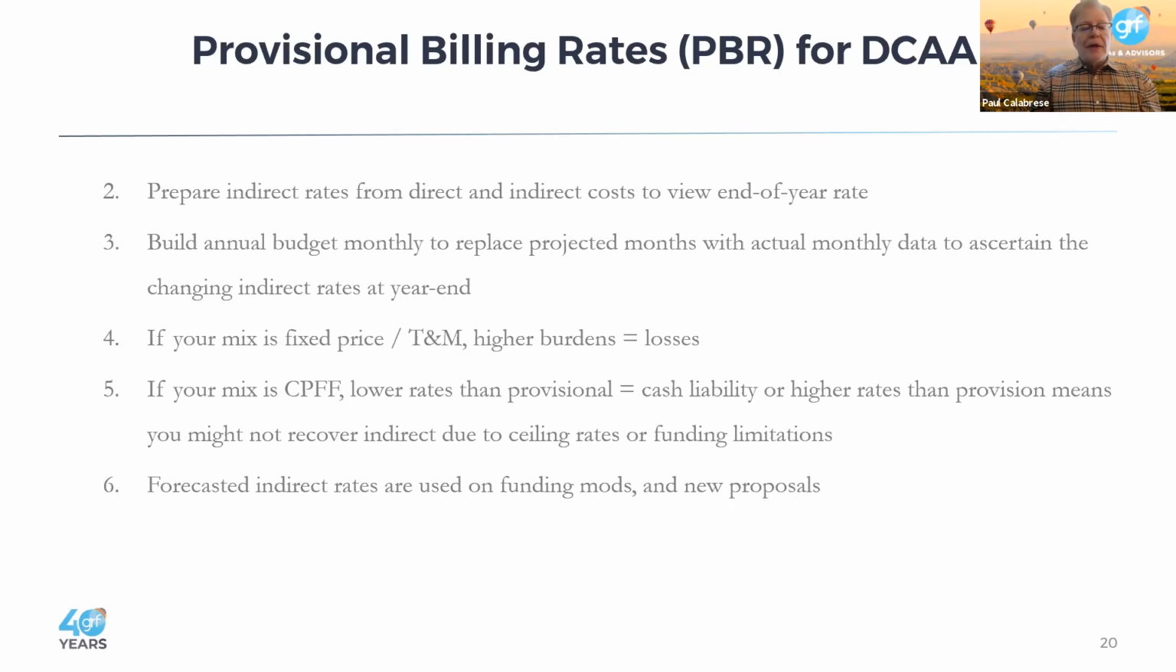But one of the last things, and you can go if you want now, Nathan, and pull up the budget spreadsheet. Once you have a projected rate, even if you don't have official provisional billing rates, as a fixed price and T&M contractor, you can use these things for funding mods that come up. I have a new funding mod, I don't know the indirect rate, or for a proposal.